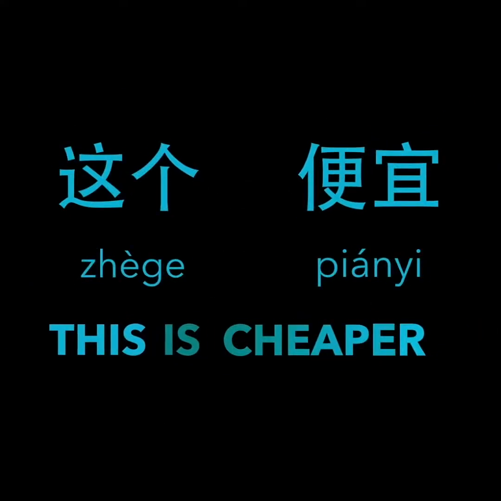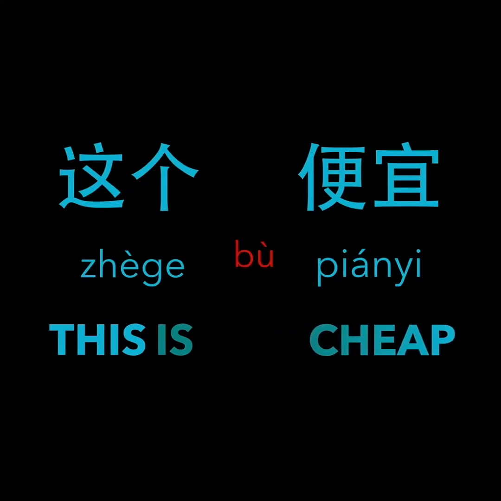To create a negative form, we use 不. 这个不便宜. Notice that in negative sentences, we don't use 很.